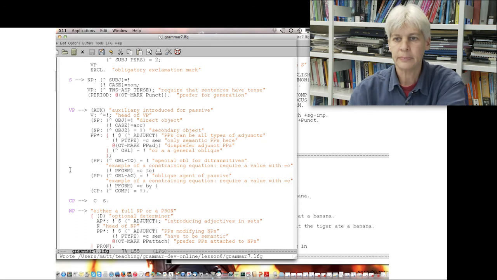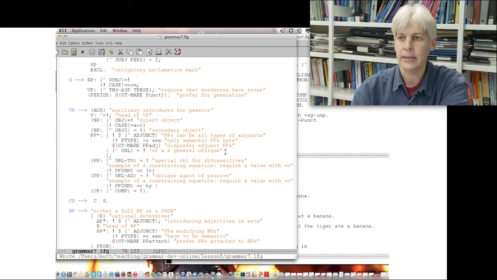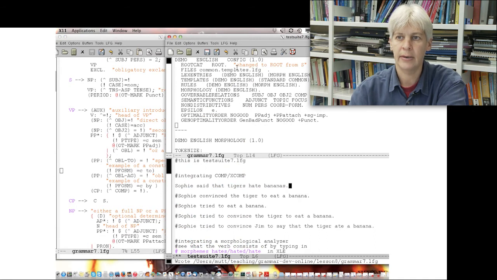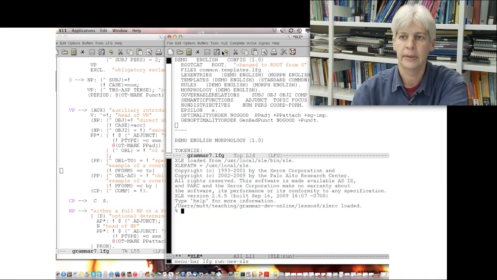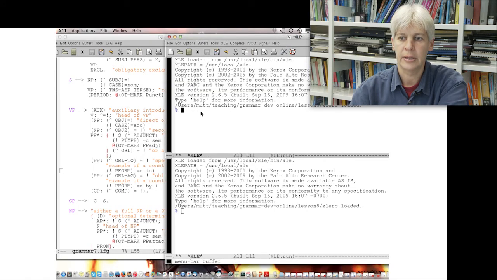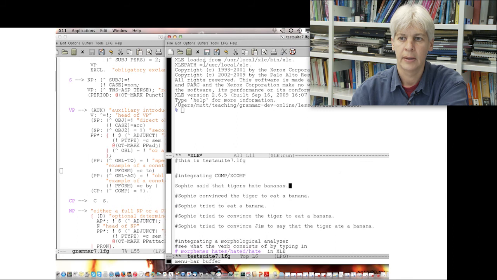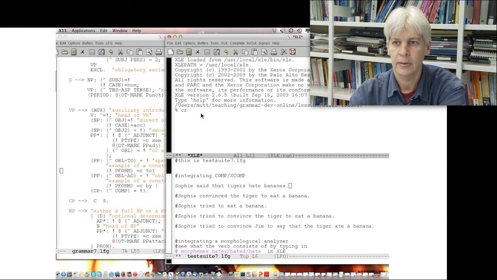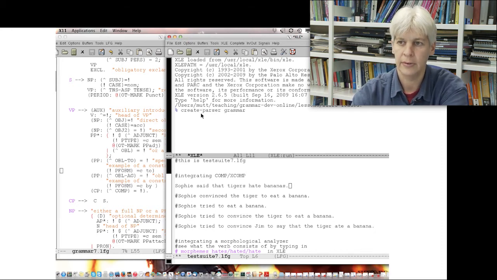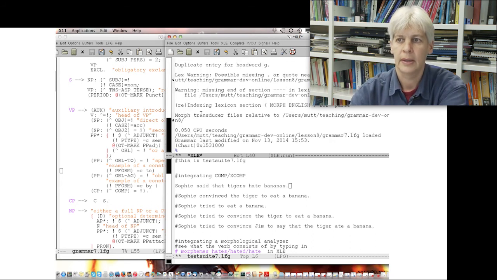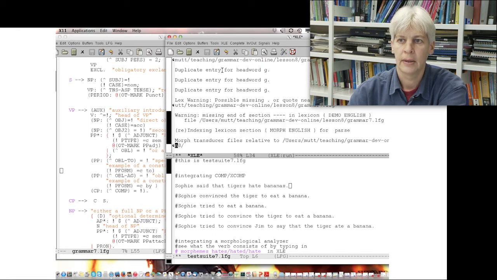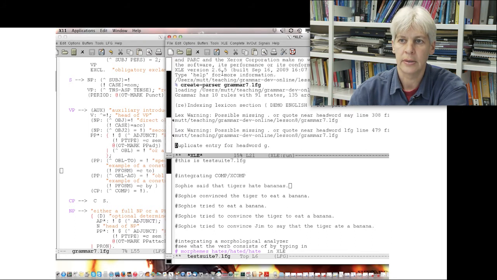So that is good. Okay, let's try it. Let's see what happens. I can't think of anything else to add right now. Probably I've overlooked something. One usually has when one is implementing. But at this point, it doesn't hurt to try. So let's put our test suite at the bottom. I like to have it there. And try parsing. First, we have to create our parser. Create parser grammar 7.lfg. And I have some problems. One should always check this out.